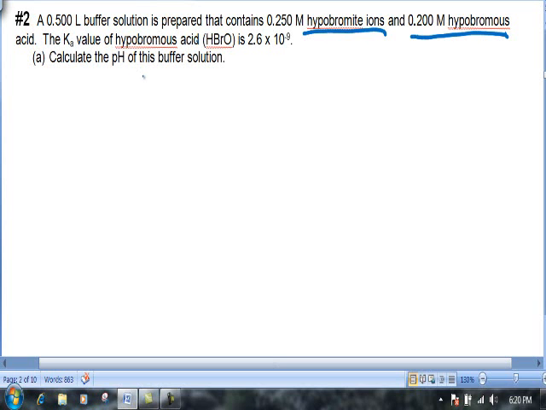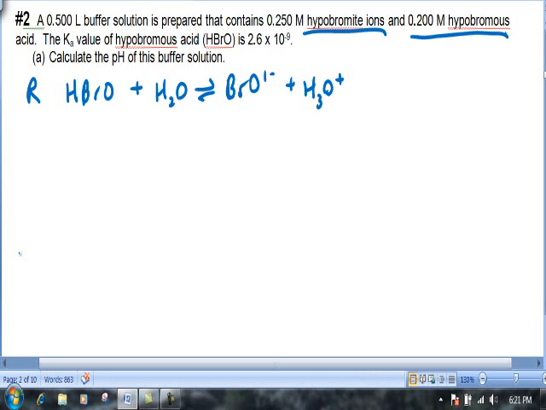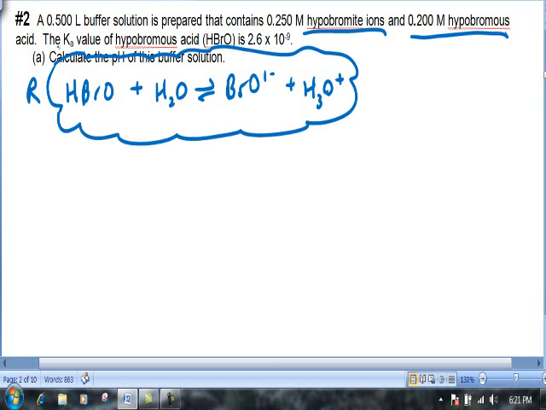When we go to calculate the pH of the buffer, we can still write out the equilibrium for the weak acid in water. And that'll be our reaction that we'll write. So the reaction we have, our R in the RICE strategy, would be the weak acid, HBrO, hypobromous acid, reacting with water to give us hypobromite ions and hydronium ions. This will be the reaction for our buffer system.